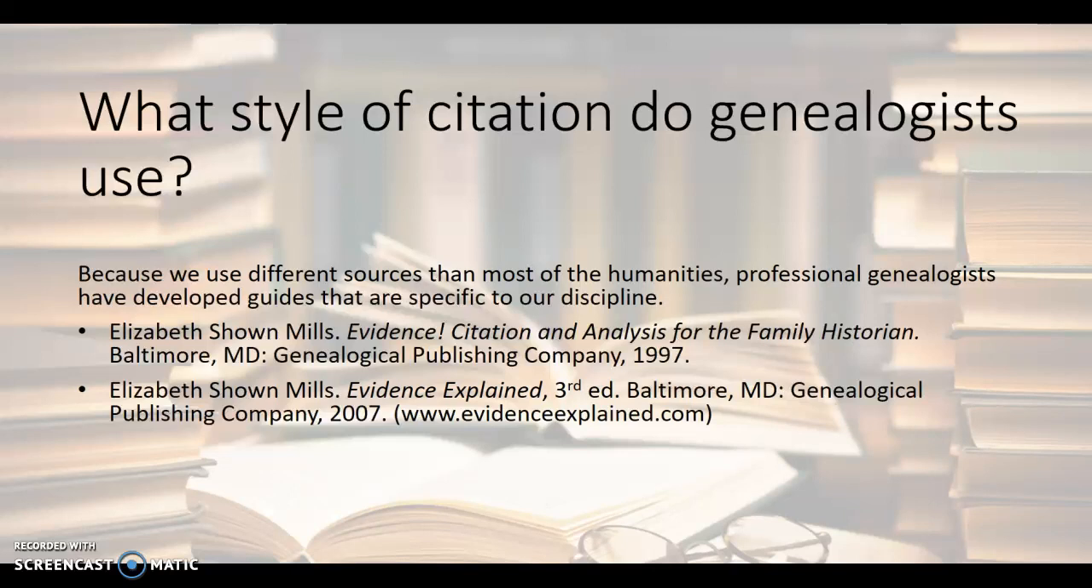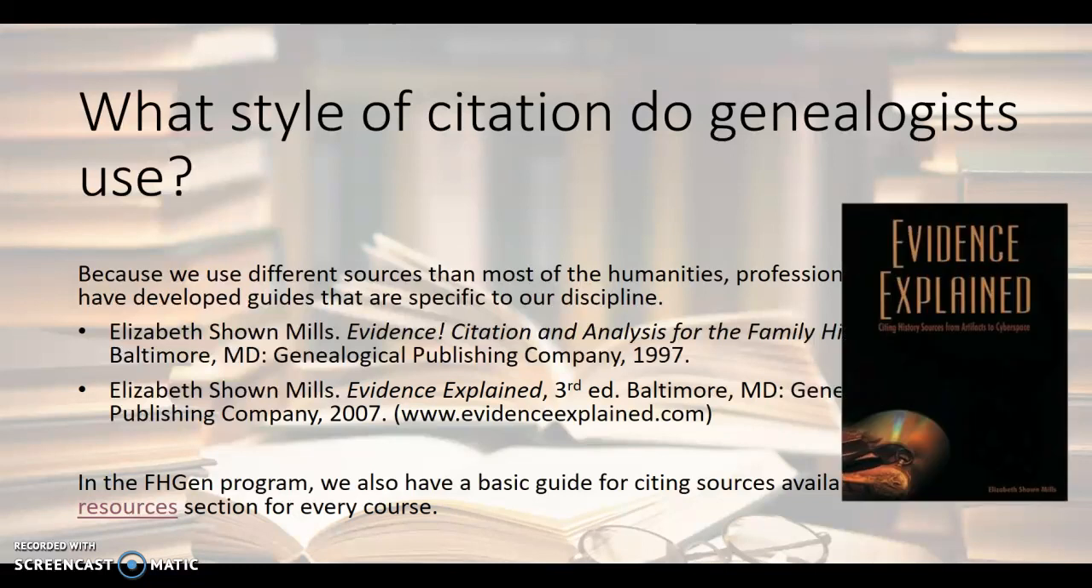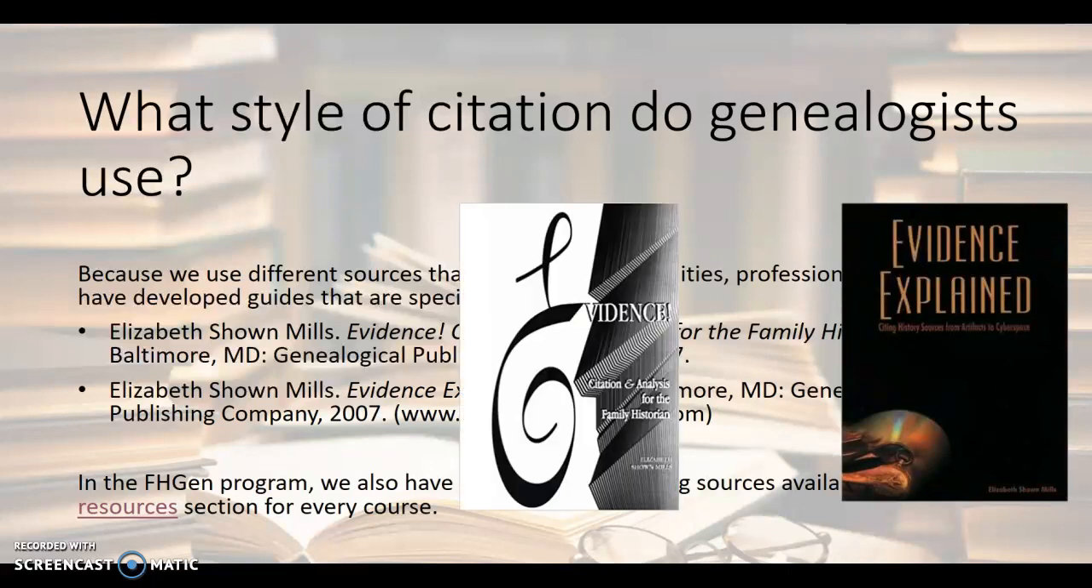there's a website, evidenceexplained.com, where you can go and read some of the discussions about different citation methods, and you can actually ask questions, and they'll be answered. They'll probably not be answered quickly enough for one of your assignments. So in the FHGEN program, we also have a basic guide for citing sources, and I'll talk about that in just a second. So Evidence Explained looks like this. It's about 3 inches thick, and Evidence is the slim white volume.